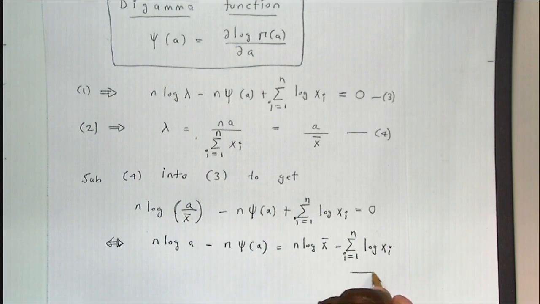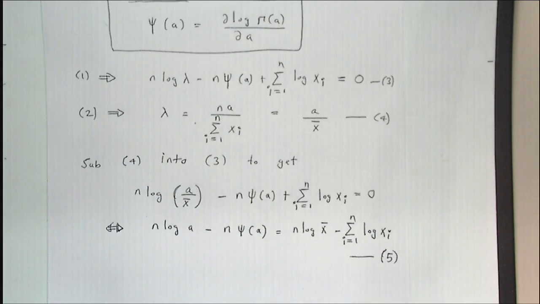And call this equation 5. Right, call this equation 5. Now, obviously, you cannot simplify this further, right? Can you? I mean, can you guys simplify equation 5 further? Because remember, the idea is to find a solution for A and a solution for lambda. There are two parameters, A and lambda, right?